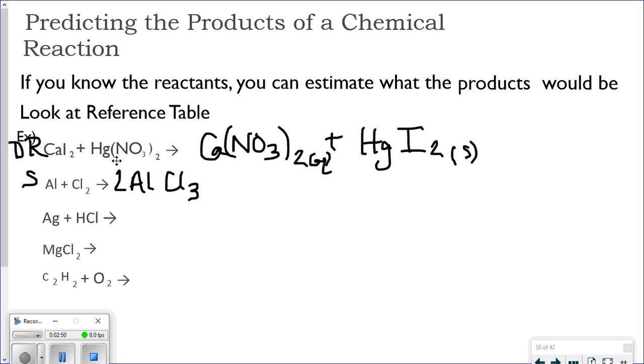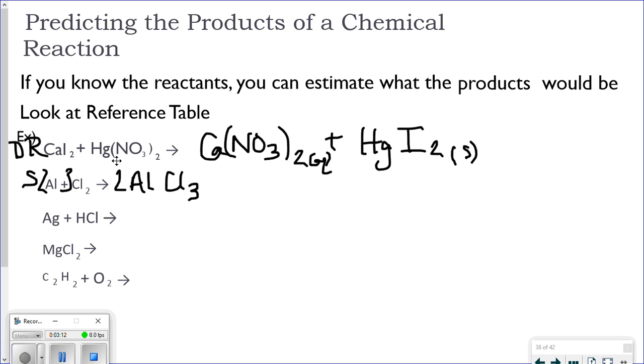Look at our third example. There we go. We have silver and hydrochloric acid. So we do have two reactants. One is an element and one is a compound. So the element and the compound is going to be a single replacement reaction.